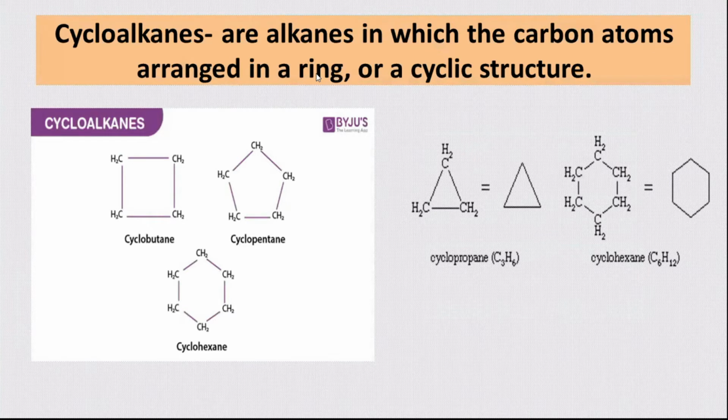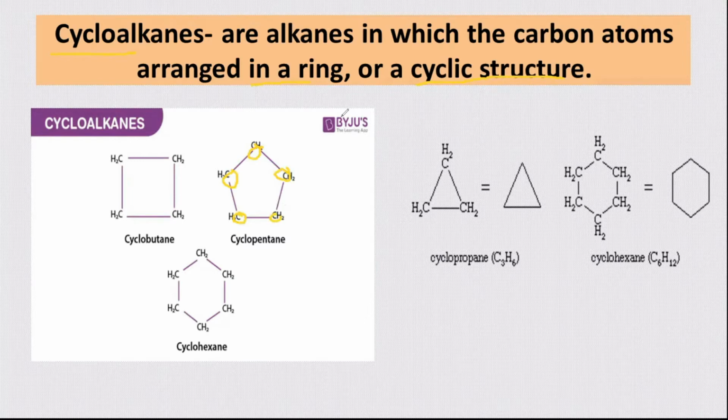Next one is cycloalkanes. Cycloalkanes are those in which the carbon atoms are arranged in a ring or cyclic structure. Cycloalkanes are usually represented as polygons, in which each corner corresponds to a carbon atom.